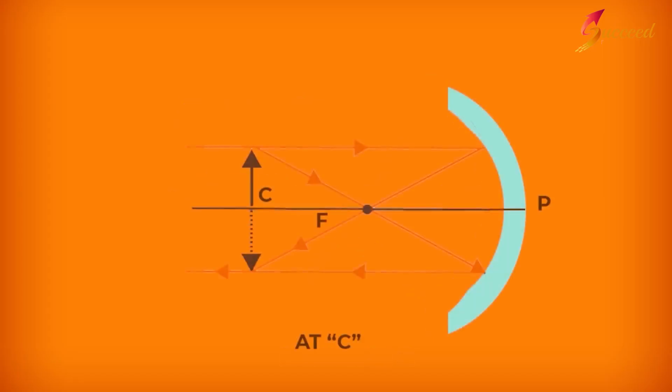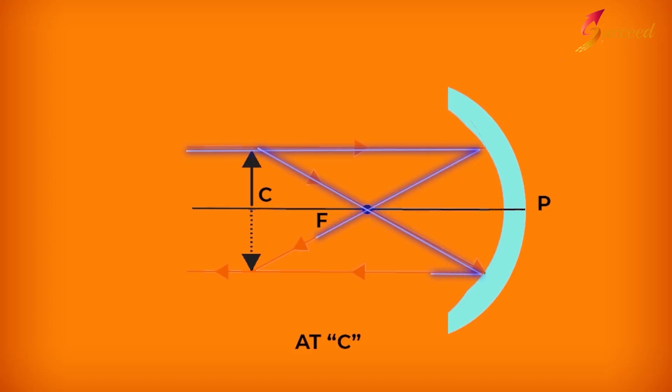Let's place the object at C. The ray which is parallel to the principal axis after reflecting passes through F. Another ray passing through F becomes parallel after reflecting. The point of intersection of these two reflected rays is where the image is formed. We can see that the size of the image is same as that of the object, but it is real and inverted. And the position of the image is exactly at C.